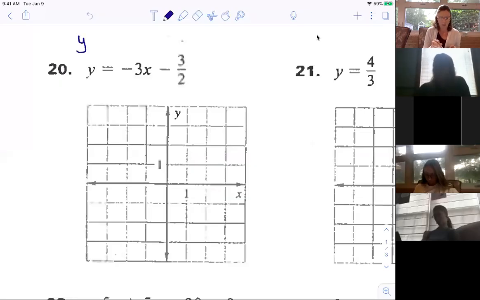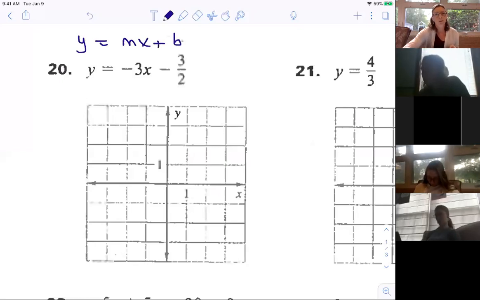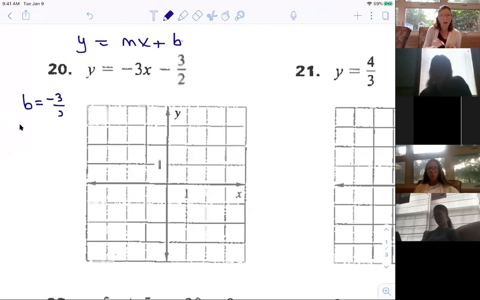So we don't have to worry about trying to solve or change it. And right now, the b value is 3/2, not 1/2, it's 3/2. So if we're trying to graph a y-intercept, because that's really how we start graphing, and the y-intercept is -3/2, how would you graph that? How do you graph a y-intercept that's a fraction?